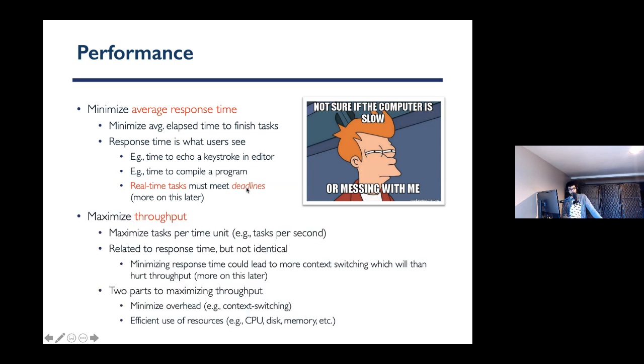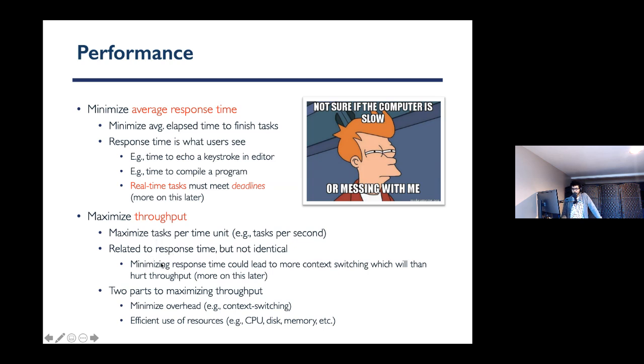The other performance metric that we care about is throughput, as you measured for lab 1. That's basically the number of tasks that finished in a unit of time. That becomes your throughput.